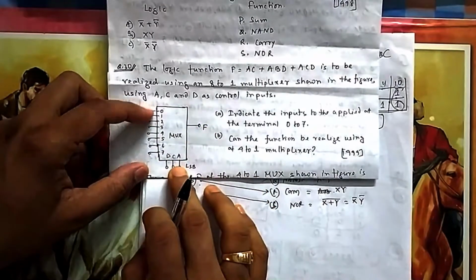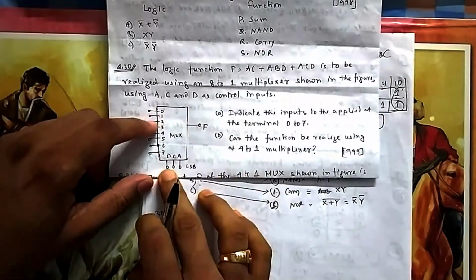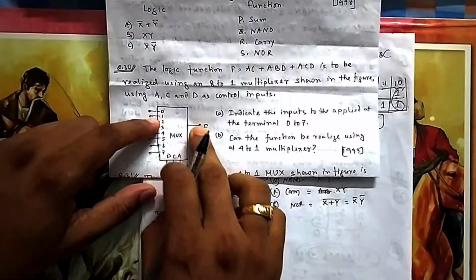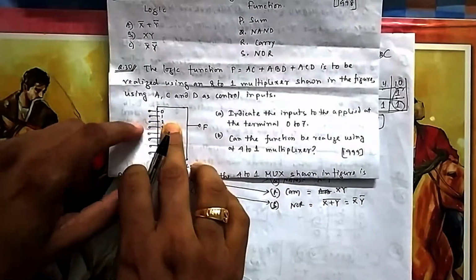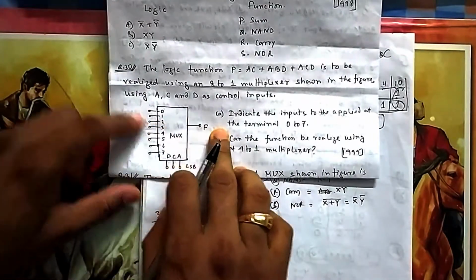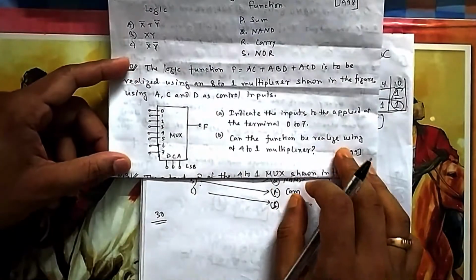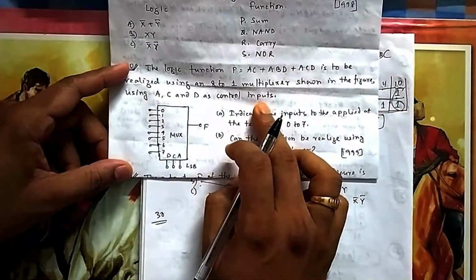Suppose you put 0, 0, 0, so 0 will be connected to F. If you write 0, 0, 1, then 1 will be connected to F. If you write 0, 1, 0, that is 2. So this channel will be connected to the output. Whatever comes here, that will become the output. That is the MUX. Okay, as shown in figure, A, C, D is the control input.